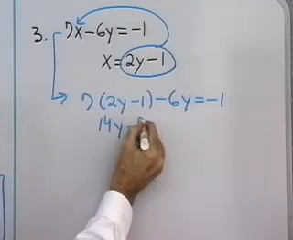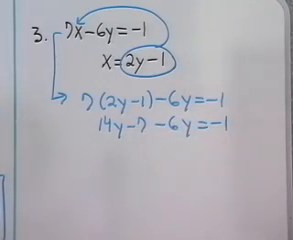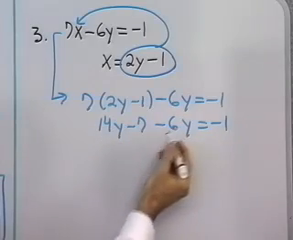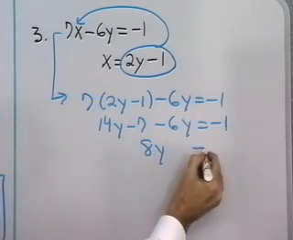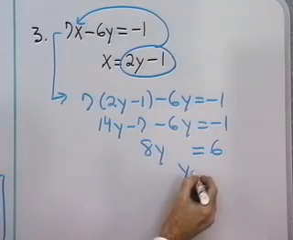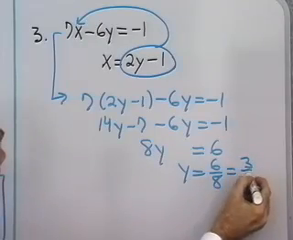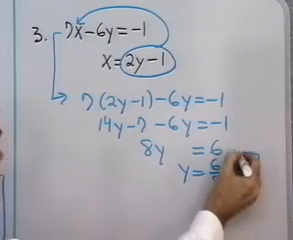14y minus 7 by the distributive property, minus 6y is equal to negative 1. 14y minus 6y is 8y, is equal to, I'll add 7 to both sides and get 6. y is equal to 6/8, which is 3/4. y is equal to 3/4.